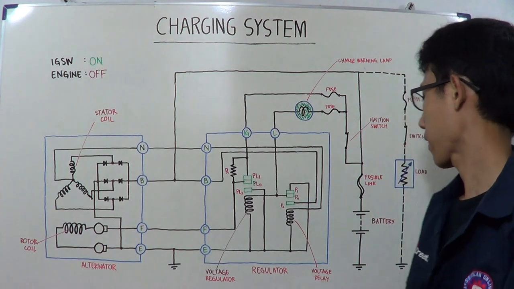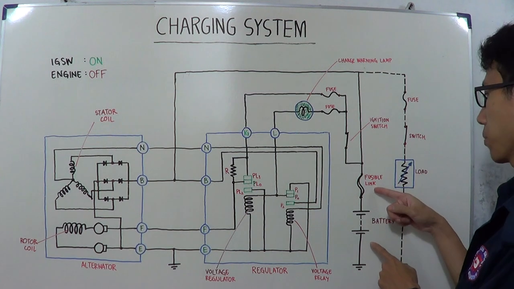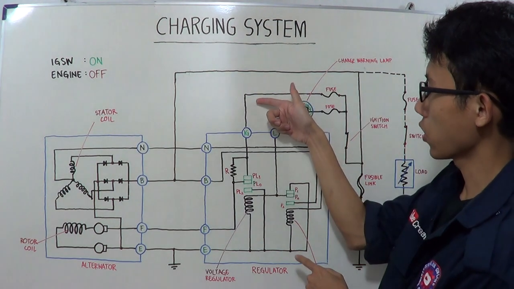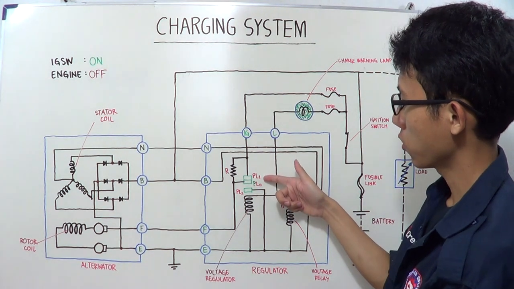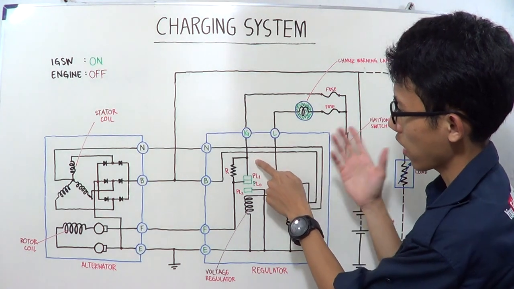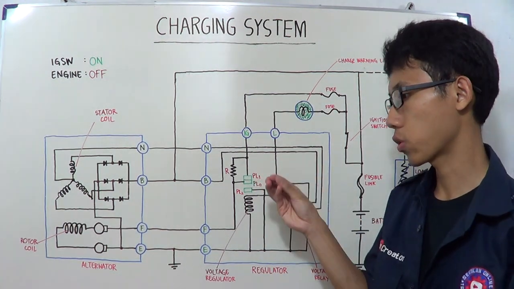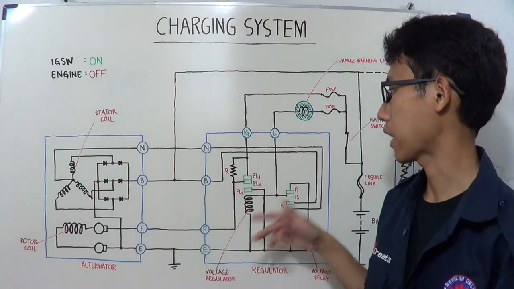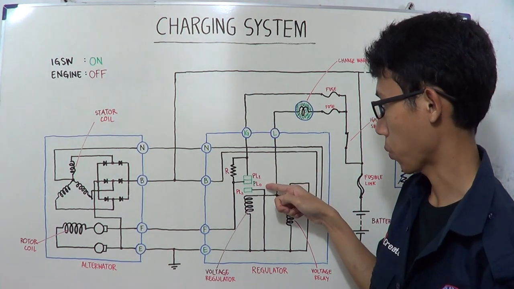The first circuit: the electric current flows from the battery to the fusible link, turns left to the ignition switch, up to the fuse, goes to the IG terminal of the regulator, turns down, and then to the PL1. As you can see, the electric current doesn't flow to the resistor because the electric current flows to the easiest obstacle that they can flow. So they choose the PL0.